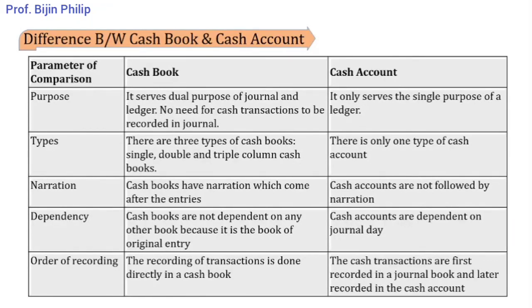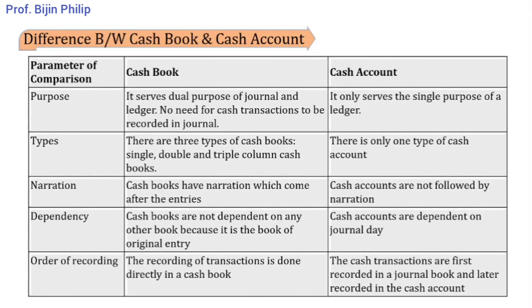Another parameter of comparison is dependency. Cash book does not depend on any other books because it is the book of original entry, acting as the journal book. But cash account is always dependent on the journal book. Once the journal posting is done, only then can we create the cash account. So that is the main thing here.